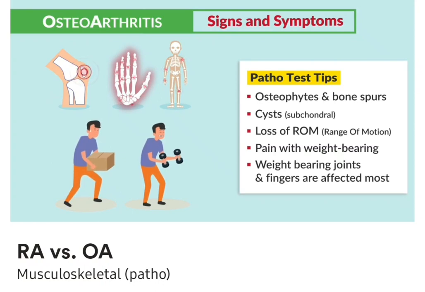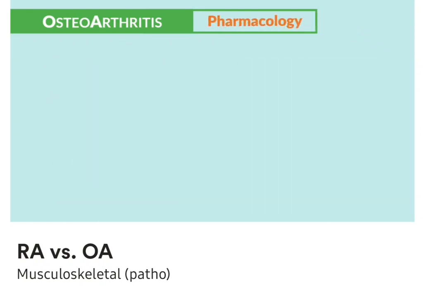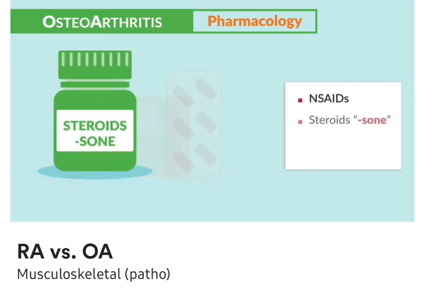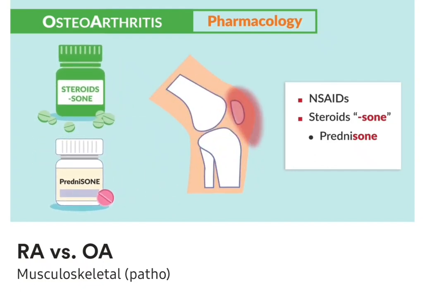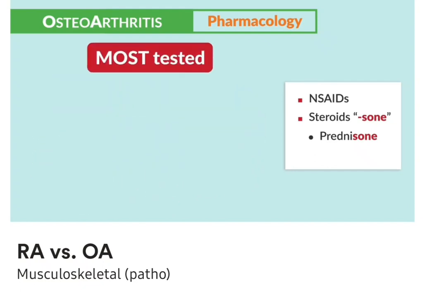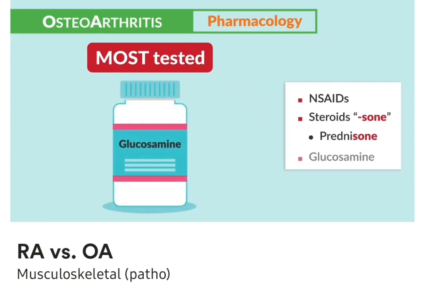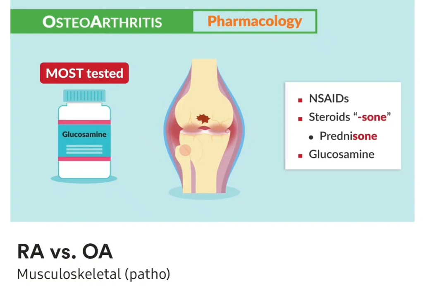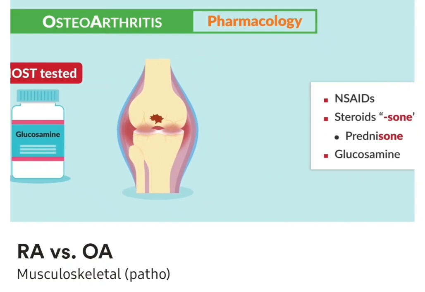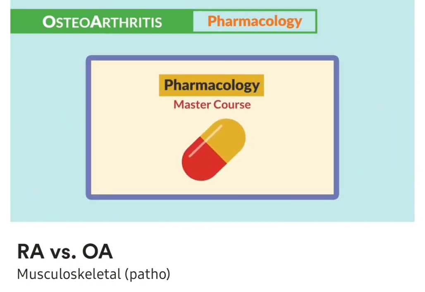Now, in terms of pharmacology, this is tested a lot. OA is very similar to RA, so we take NSAIDs and steroids ending in zone, like prednisone. Again, both are used to decrease swelling, but really the most tested here for OA is glucosamine to help reduce pain and joint tenderness in clients with arthritis. So let's play that segment from our pharmacology series.